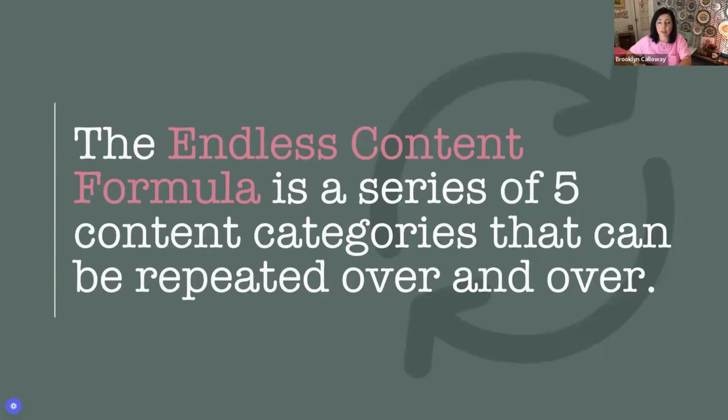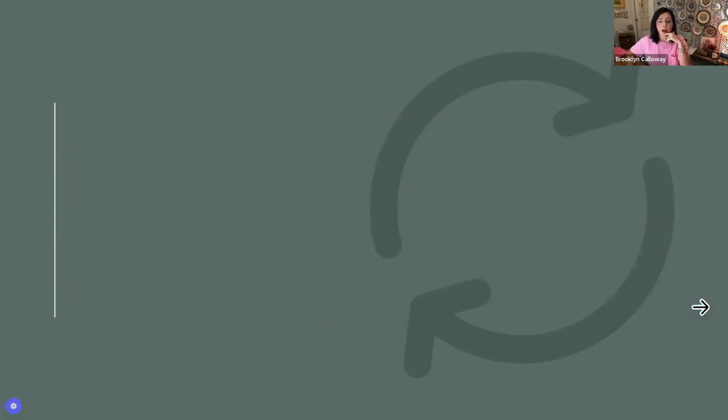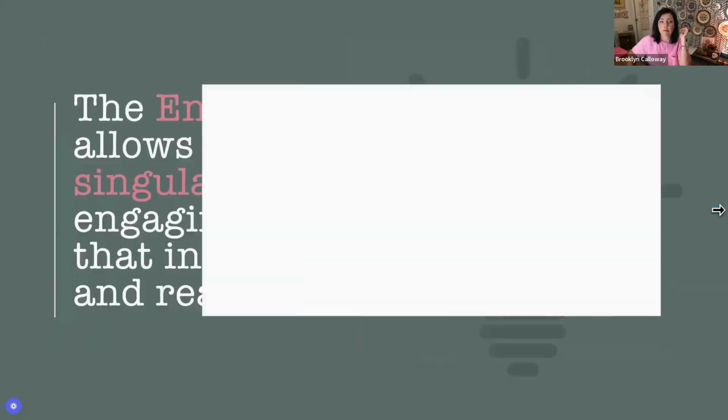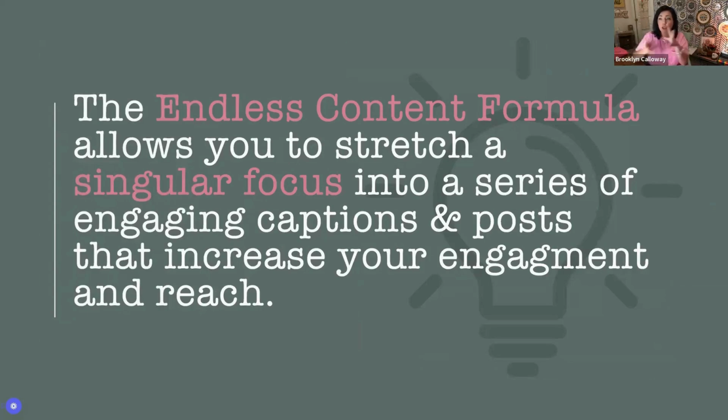The endless content formula is a series of five content categories that can be repeated over and over again. EIEIO, obviously I've been doing it since like 2016, 2015. I need to find that notebook where I wrote that down, because wow, that would be pretty cool. I should frame it. So far, we've covered the education, the inspiration, the entertainment, and the information. The information is what we're covering in this class.